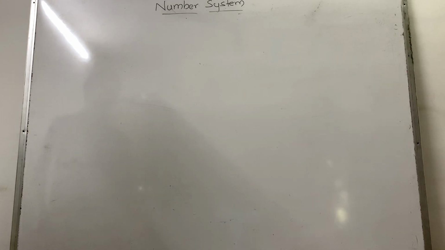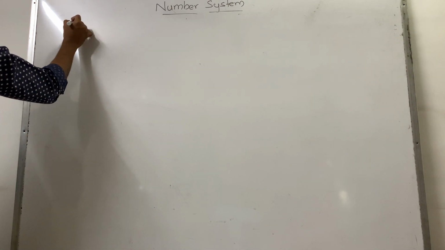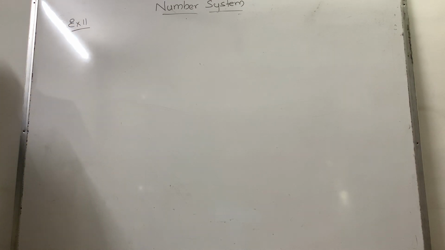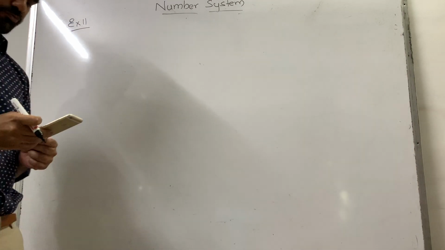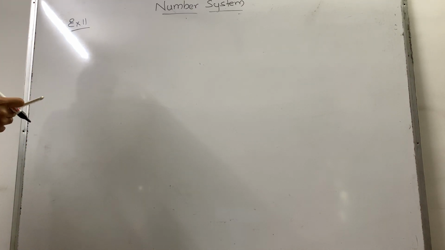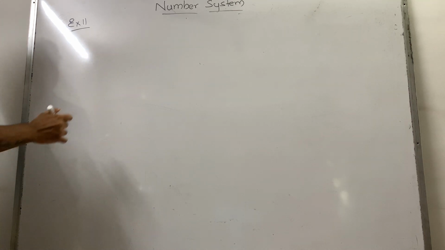Hello kids, so this is part 2 of the chapter Number System. We will start with example 11. Now I'll just read the example. It says: visualize the representation of 5.3 bar 7 on the number line up to 5 decimal places.